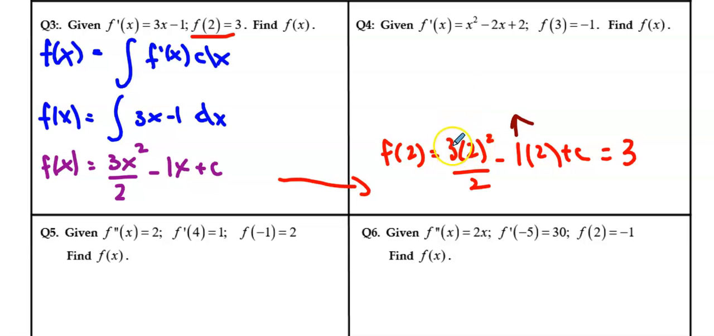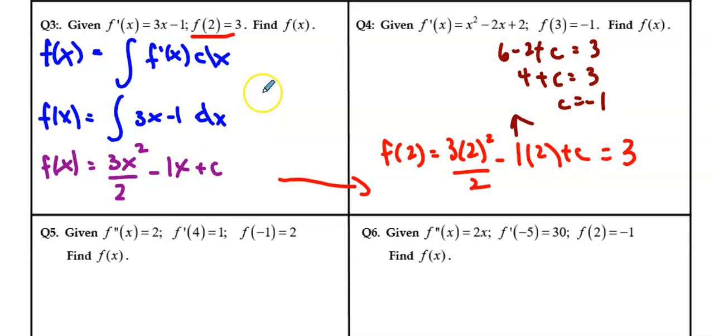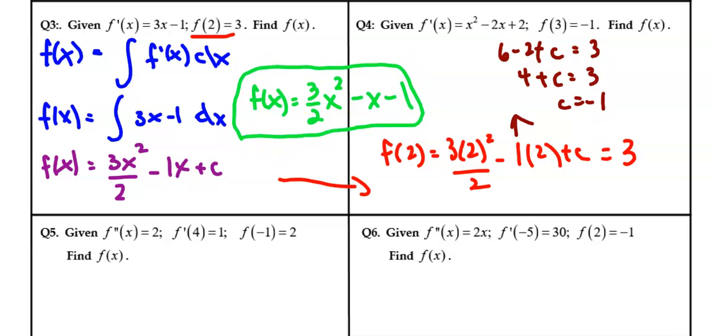So I know that this is going to be 3 times 4, right? 3 times 4 is 12. 12 divided by 2 is 6. So 6 minus 2 plus c is equal to 3. So I get 4 plus c is equal to 3. So c is going to be equal to negative 1. So our final answer is we're going to rewrite this again. f of x is going to be equal to 3 halves x squared minus x minus 1. So now we're able to find our c value based on the fact that we were given an initial condition. And that's exactly what you guys would do over here at example number 4.